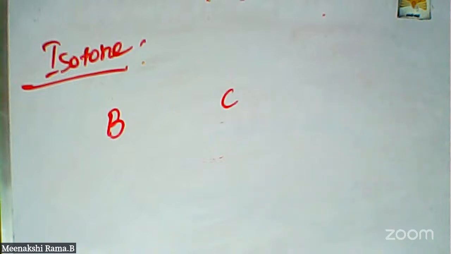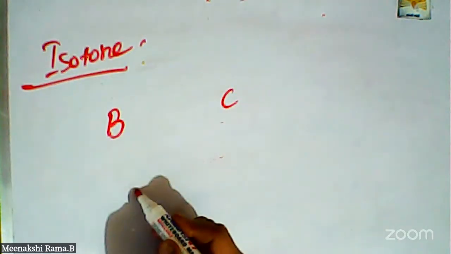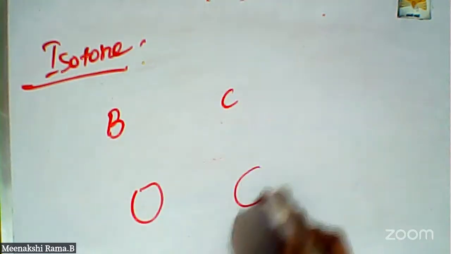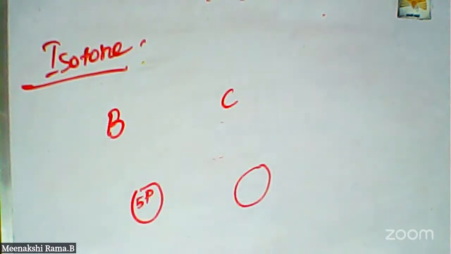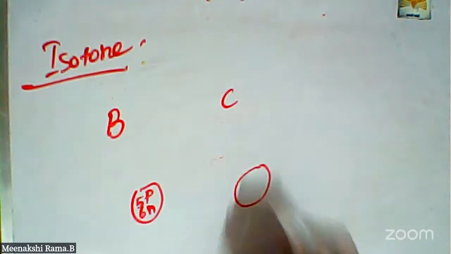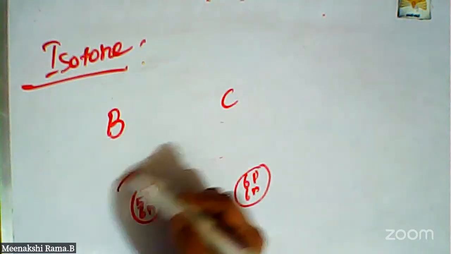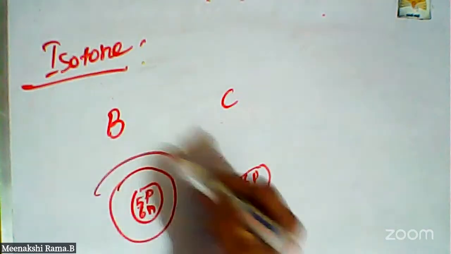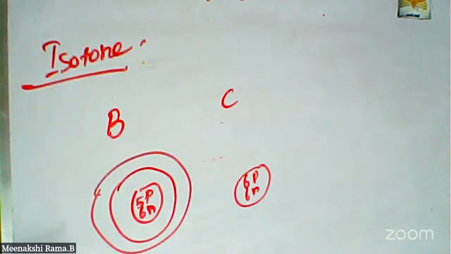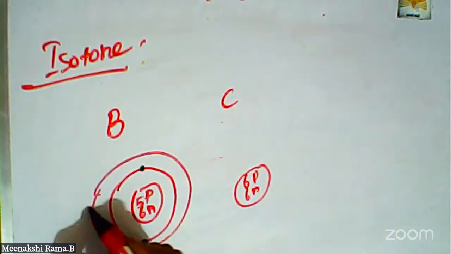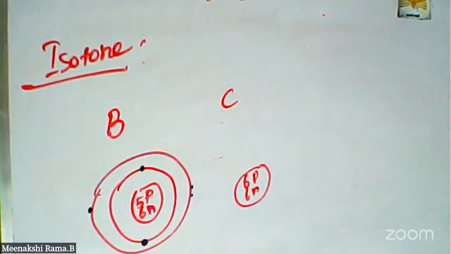These two contain 5 protons, and then 6 neutrons. Here also 6 protons and 6 neutrons. In the first shell there are 2 electrons, and then the second shell contains 3 electrons, making 5. So the protons and electrons numbers are the same.